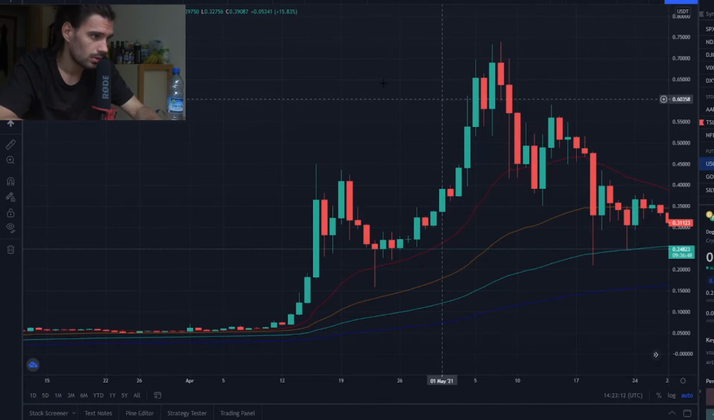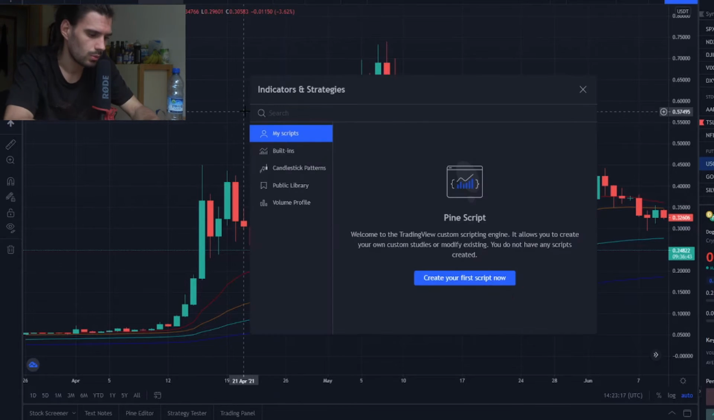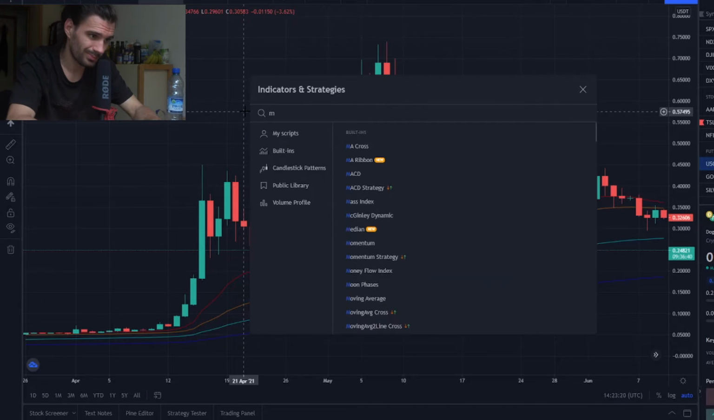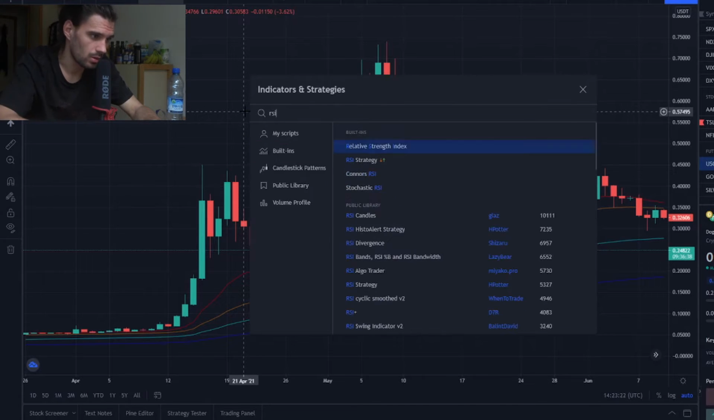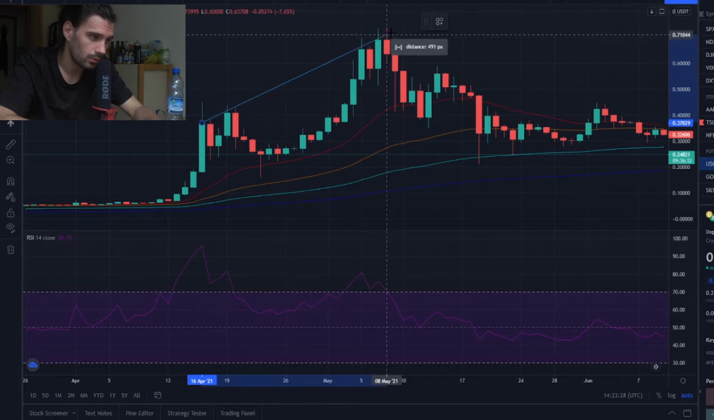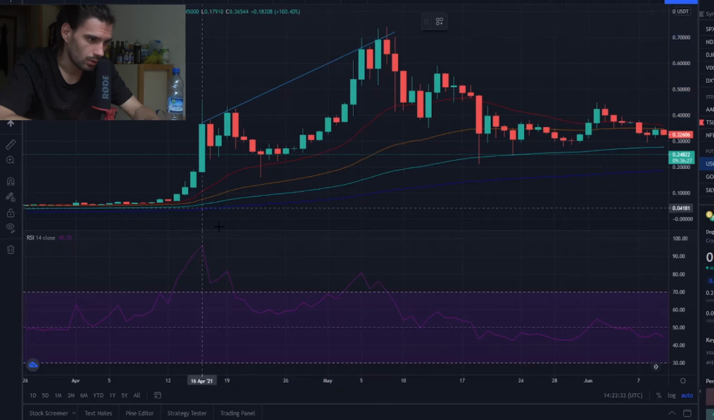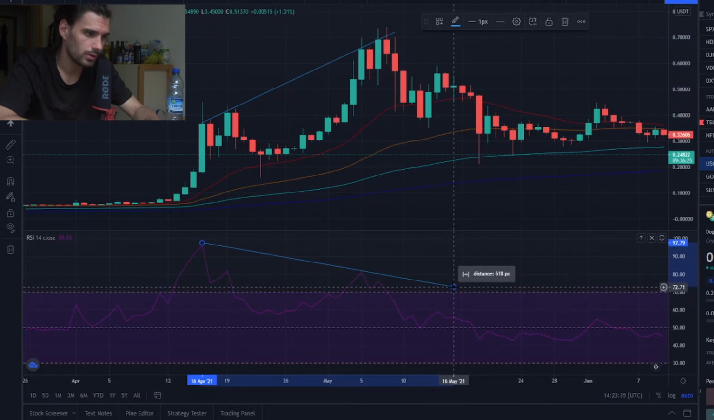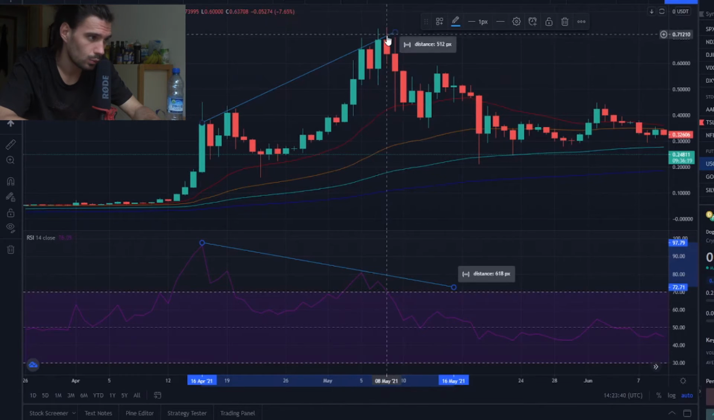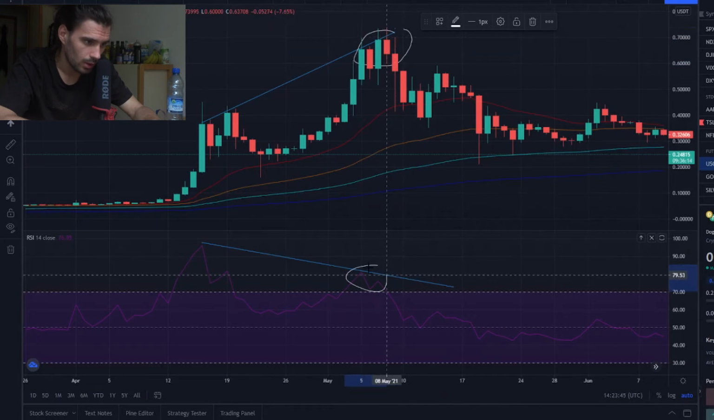Now, after determining the trend, we want to look for the divergence, which is actually pretty simple. Now we can see here that the market formed a higher high, while on the other side we have formed a lower high, which indicates that here somewhere at this area, even here, we will go lower.